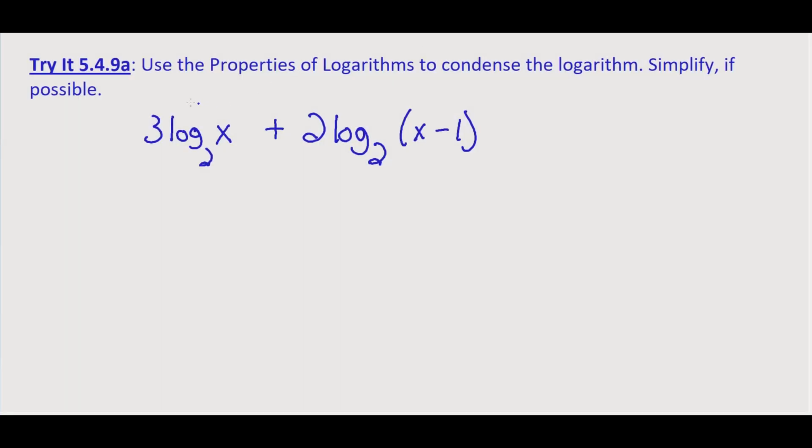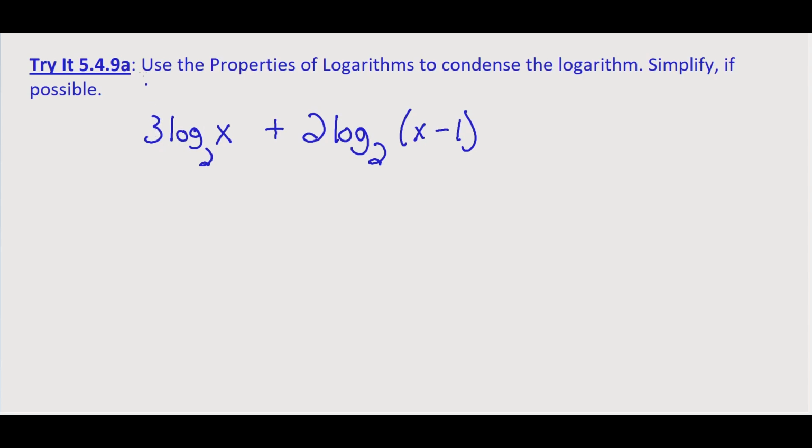Once again, we're asked to use the properties of logarithms to condense the logarithmic expression, and then to simplify if possible. And again, we're using the same properties we did when we expanded: the product property, quotient property, power property, and so on and so forth. The difference is we're just going in the opposite direction. So first off, let's try to identify what properties we are going to use.